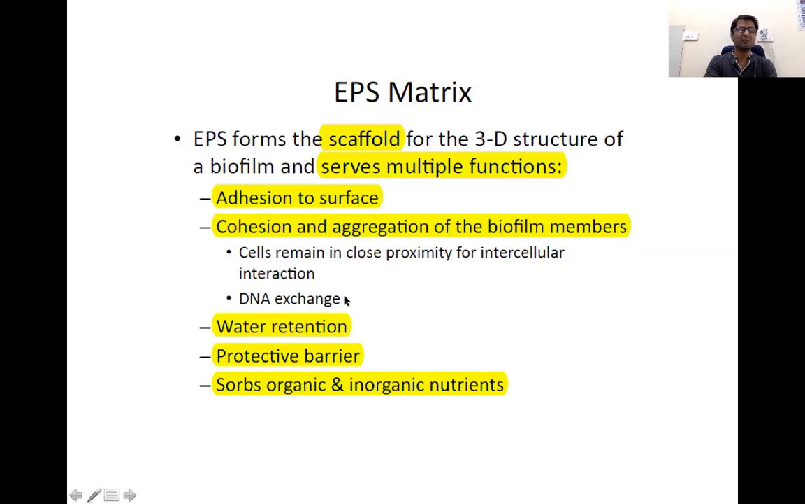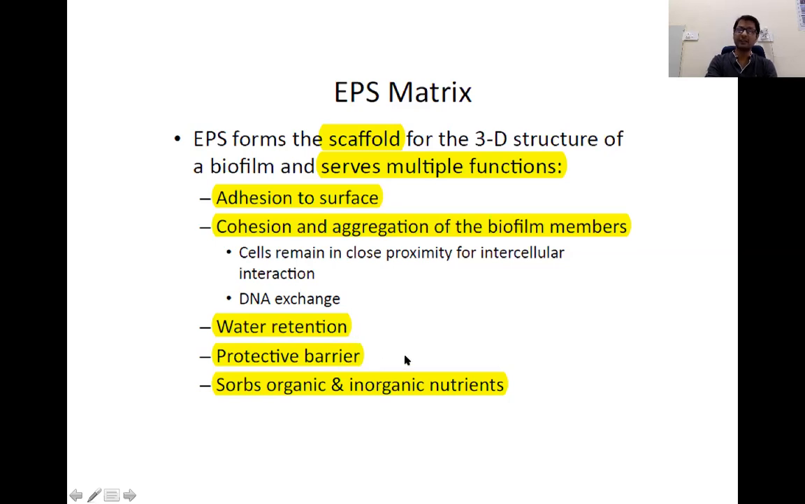DNA exchange, although this has not been proved, but some scientists think that the species present in the biofilm also do some DNA exchange, like a conjugation kind of thing, so that they can be more adapted to their environment. And then water retention is one of the major functions of the EPS matrix, because the biofilm should not get dried.